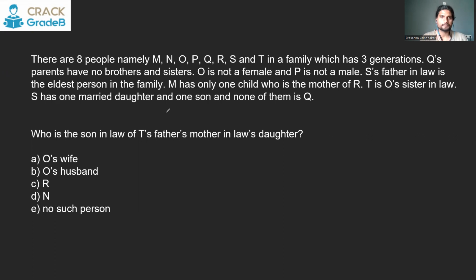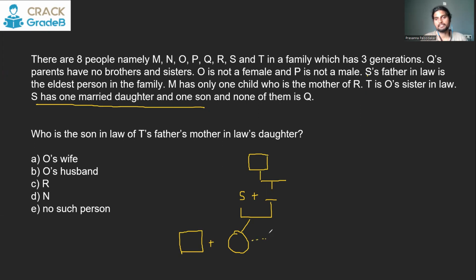Okay, so let's see this. There are 8 people, namely this. Now it says, in this statement, S's father-in-law is the eldest person in the family. So we know S is a person who has a father-in-law. That means S is a married person, and the partner will have a father, who is going to be S's father-in-law, and that is going to be the eldest person in the family. Also, we know S has one married daughter and one son. So S has one daughter who is married, that means married with a male, and one son. And none of them is said to be Q.